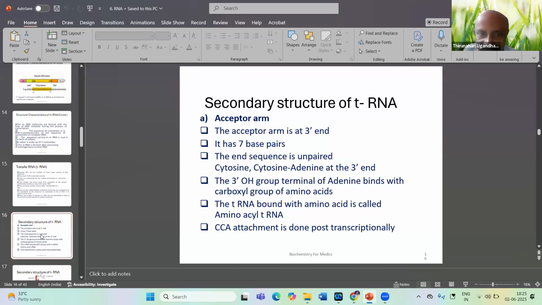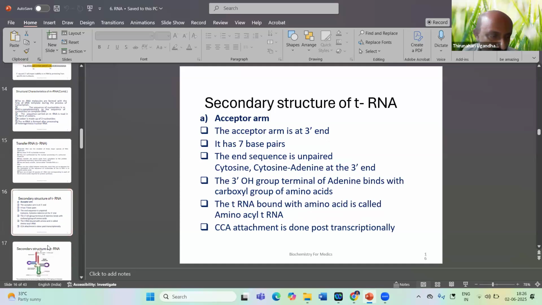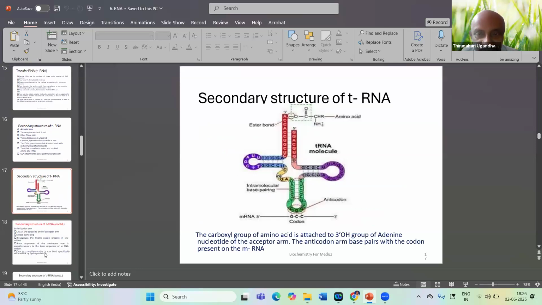Now the secondary structure of the tRNA. It has an acceptor arm. The acceptor arm has 7 base pairs, and the 3' end sequence has an unpaired cytosine. The amino acid attaches at the 3' end, and this tRNA bound with the amino acid is catalyzed by aminoacyl synthetase enzymes. So this is the secondary structure of the RNA.